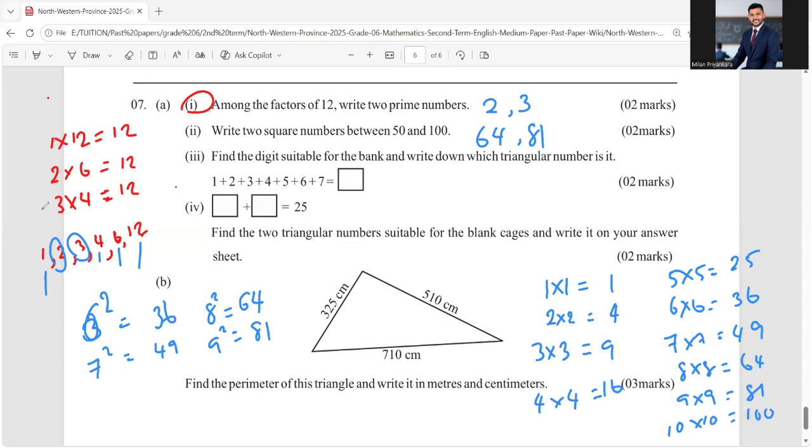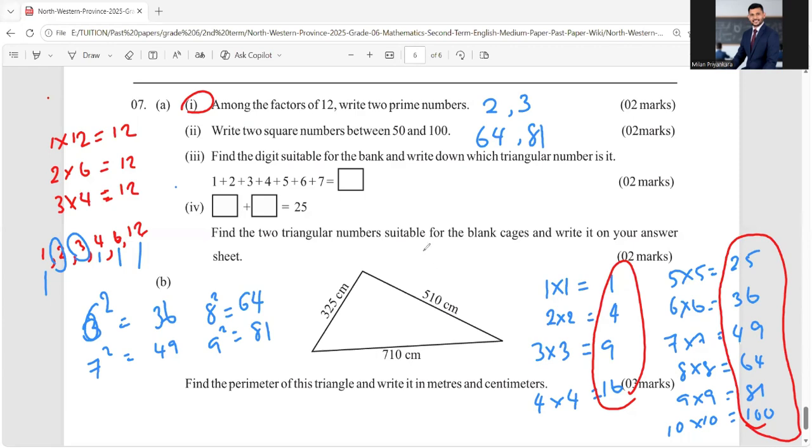So I think you understand this, right? These are the square numbers. So even if you have to make a square number, you have to multiply that number by itself, right? And then you have only these two, because you need to write the numbers which are between 50 and 100. Okay, between. If you write between, you cannot take these boundaries. If you are writing some numbers between 50 and 100, you cannot take 50, and also you cannot take 100. You have to take the numbers between, right?